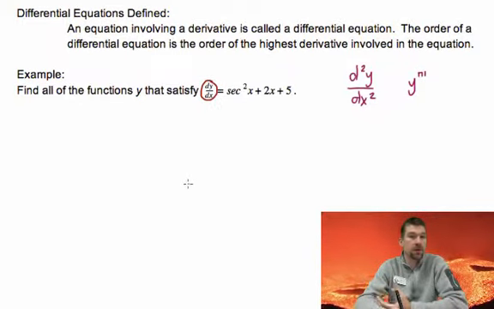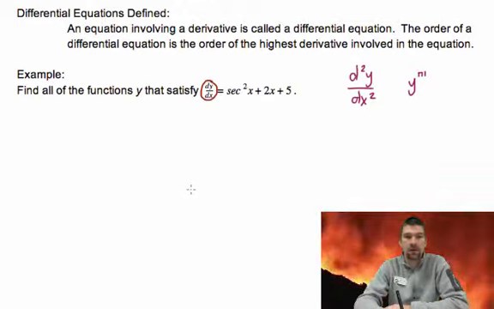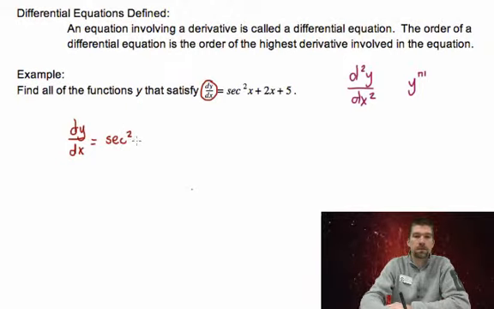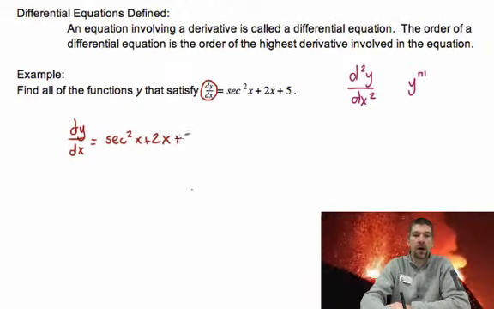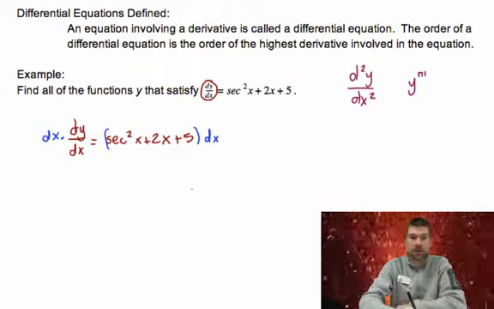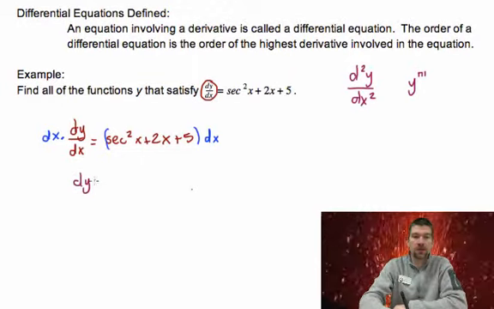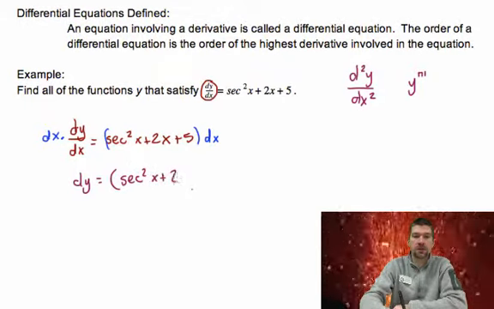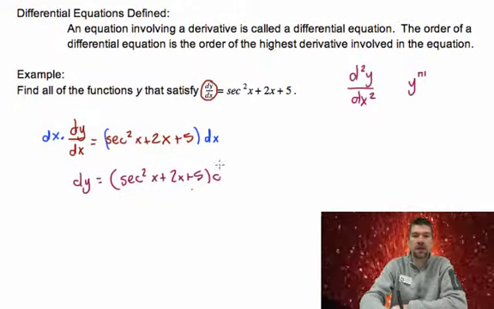So what do we want to do? We want to solve this guy. And how do you undo a derivative? You integrate. So this is kind of neat. If we have this derivative and you multiply both sides of this equation by dx, then what you end up with is dy, the change in y, equals all of this stuff, secant x squared plus 2x plus 5, times the change in x.